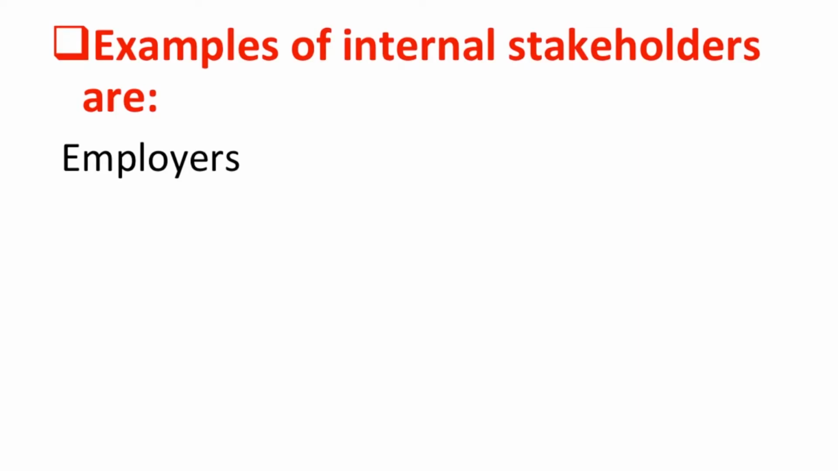Now, let's look at examples of these stakeholders. We're going to first look at examples of the internal stakeholders. The first one is the employer. The employer is the person who employs employees to come and work within the organization. The second stakeholder is the employees.